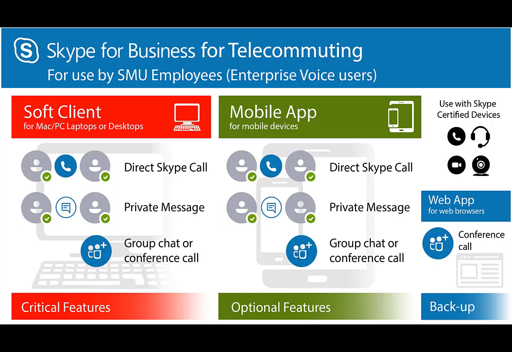Optional features is that you can at the same time be signed into your cell phone through the Skype for Business app and receive all of the same functionality. It is optional because you can get all of the same functionality through your laptop or desktop. And last, you have the web app. This is really a backup for conference calls. If for some reason your soft client isn't working, it won't provide the best experience, but we did want to show it as the third platform available for use. And of course, all of these features are best delivered with Skype certified devices.